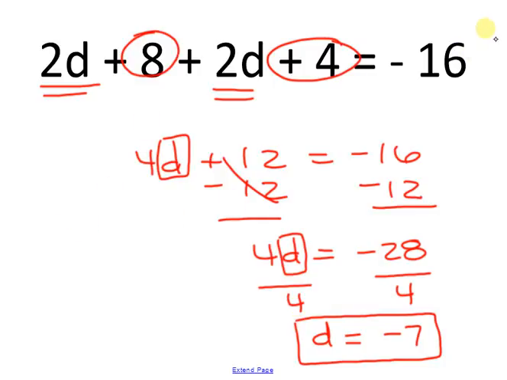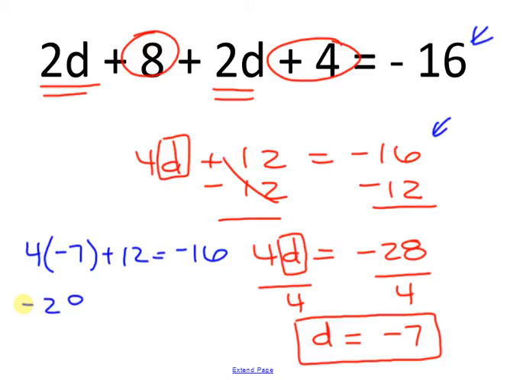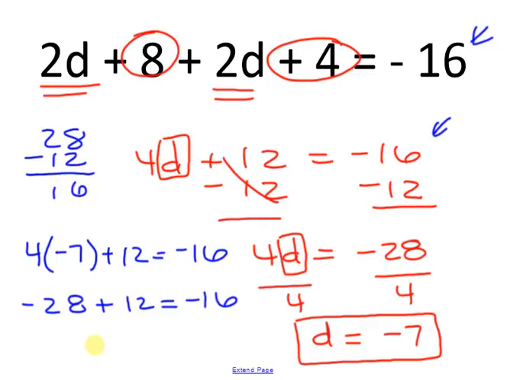Alright, again, throw it back into whichever equation you would like to. I'm going to put it back into the two-step equation here. Four times -7 is -28, plus 12 equals -16. So we have different signs here. So we're going to subtract. 8 minus 2 is 6. 2 minus 1 is 1. 16, and then you keep the sign of the bigger number. -16 equals -16. So it worked out.